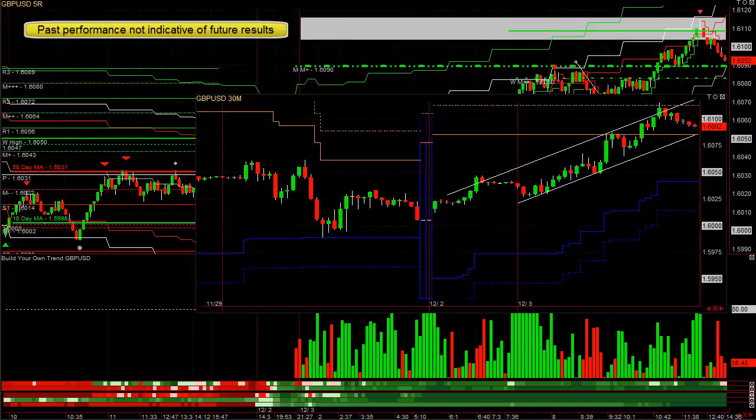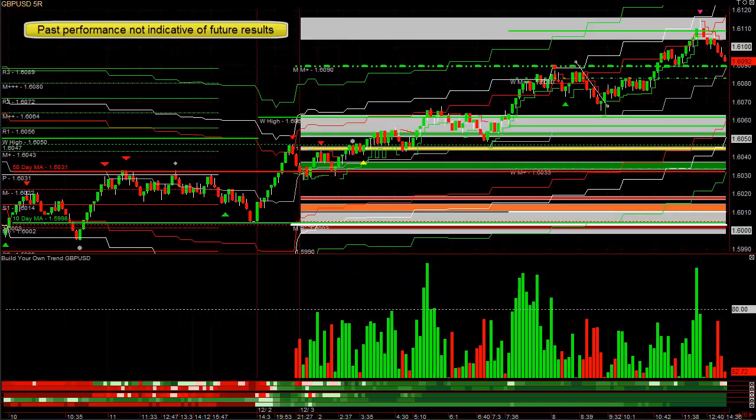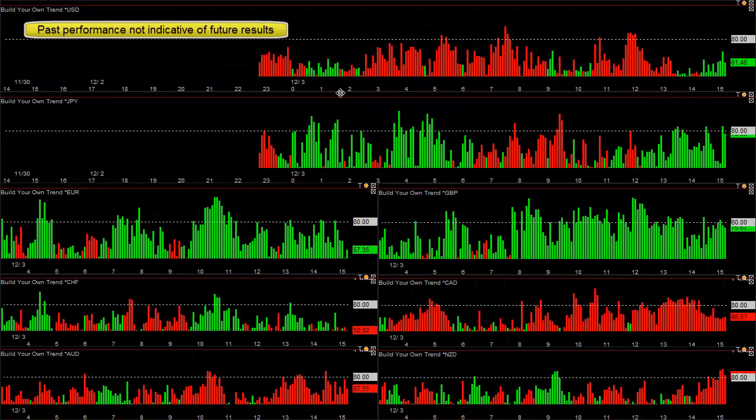So let's go and look at some of the other trades you would have found today. Using the currency meter, the euro was also strong, so it makes sense to look for euro-dollar buys.